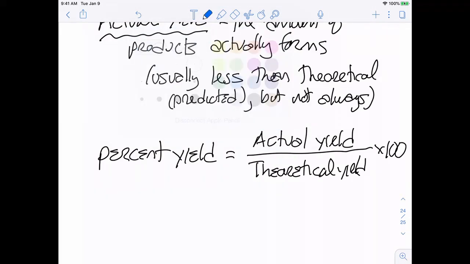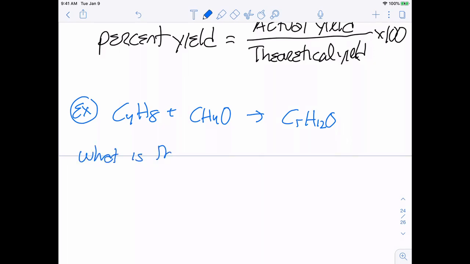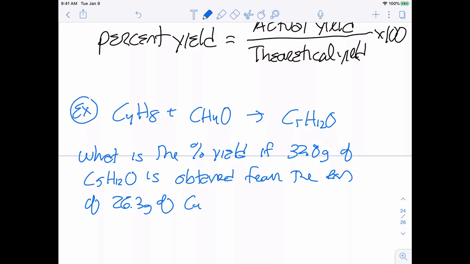An example for us. So our reaction, I'm going to have C4H8 plus CH4O going to C5H12O. And our problem, we want to know what is the percent yield if 32.8 grams of C5H12O is obtained from the reaction of 26.3 grams of C4H8. And we're assuming we have enough methanol. Methanol is the CH4O.